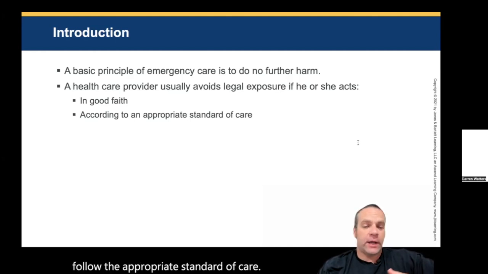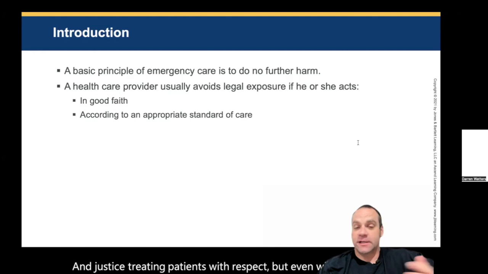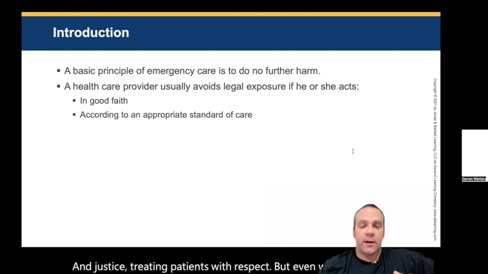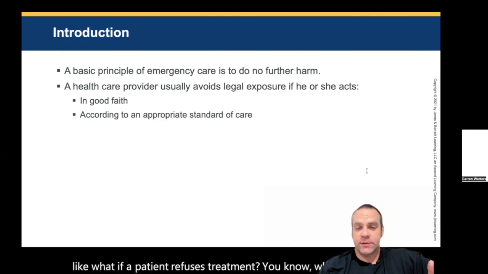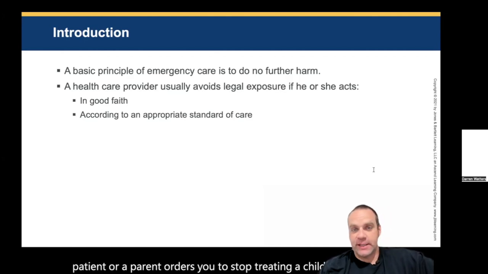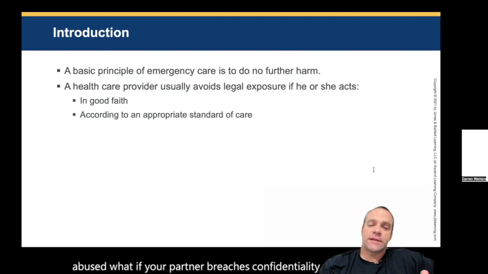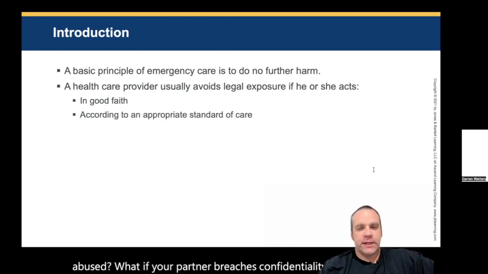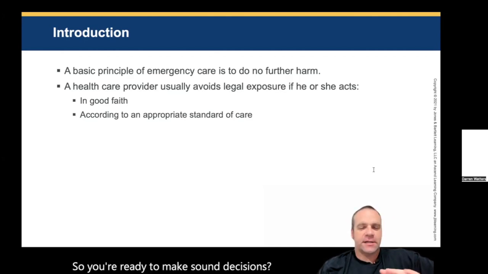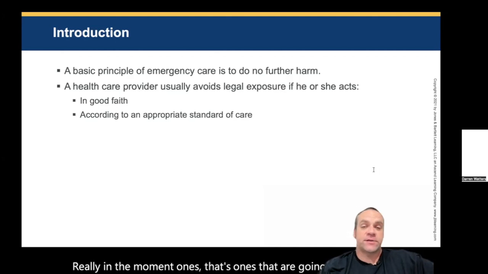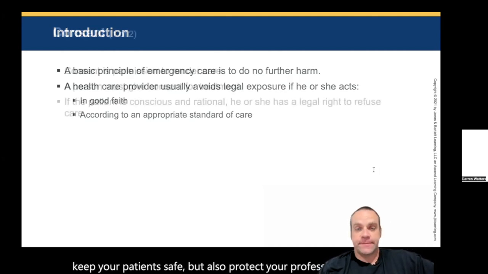But even when we do everything right, we may face tough questions in situations like: what if a patient refuses treatment? What if a patient or a parent orders you to stop treating a child who appears abused? What if your partner breaches confidentiality on social media? We're going to have to explore these gray areas so you're ready to make sound decisions in the moment, ones that keep your patient safe but also protect your professional integrity and liability.